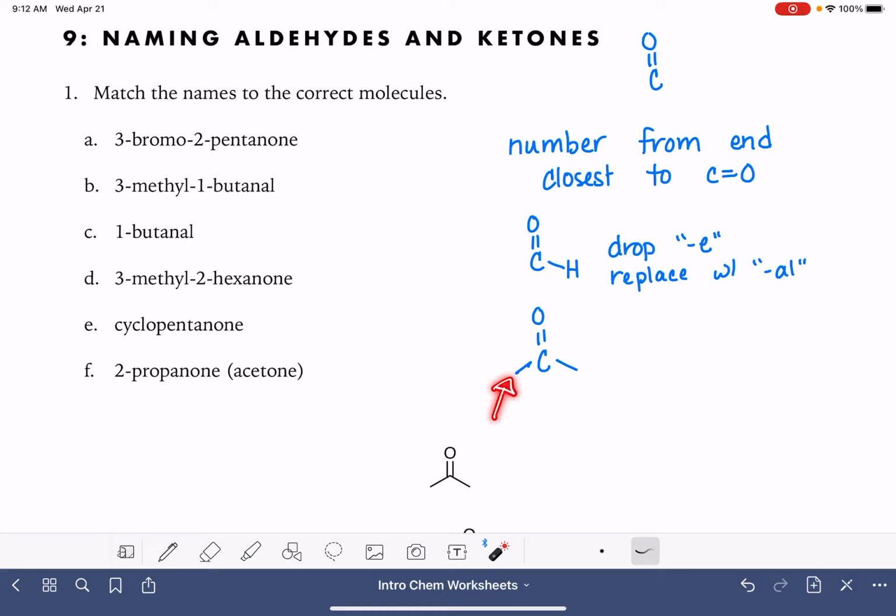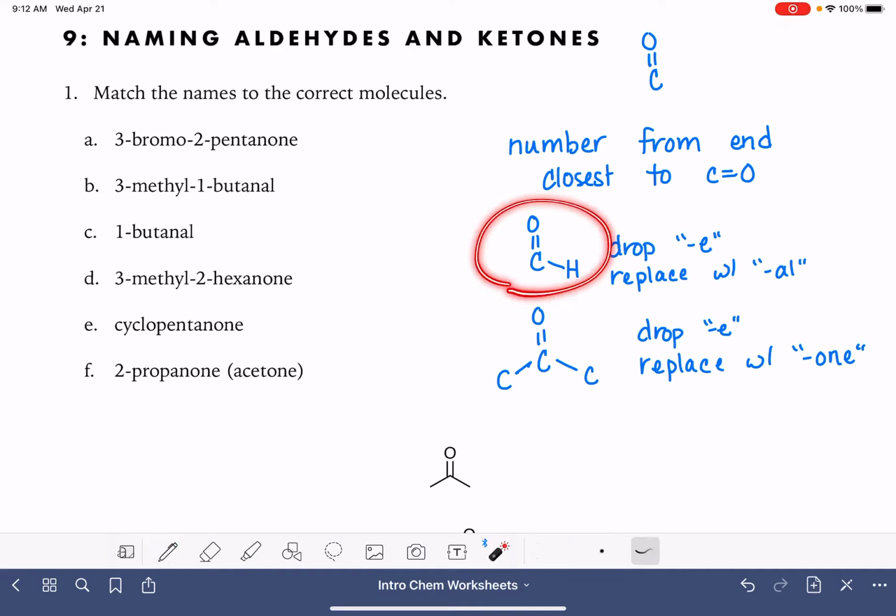A ketone is a carbon-oxygen double bond that has no hydrogens. So no hydrogen out here, no hydrogen out here. Typically, these are just carbon atoms right there. And when we're naming a ketone, we drop the e off the ending of the molecule's name and we replace that with -one for ketone. And just to clarify the aldehyde, because it is a little bit confusing, the other side of the carbon-oxygen double bond over here usually is a carbon atom, but it could also be another hydrogen. That would be allowed as well.